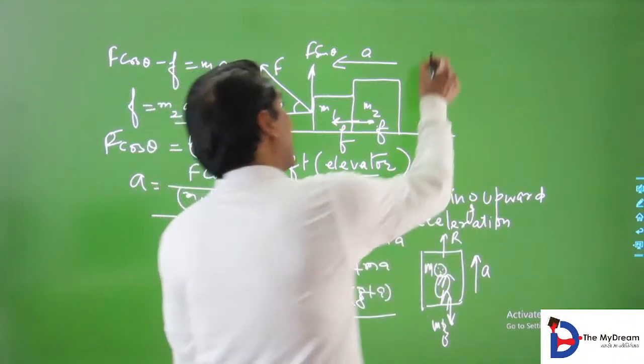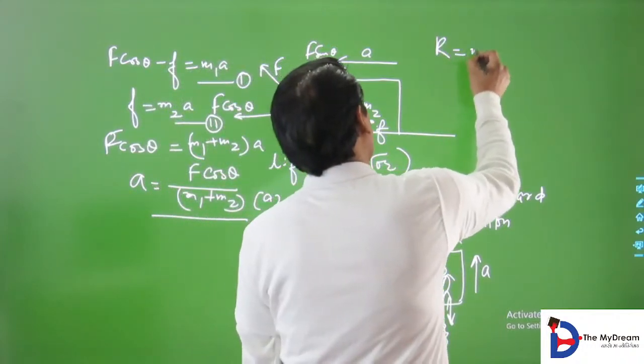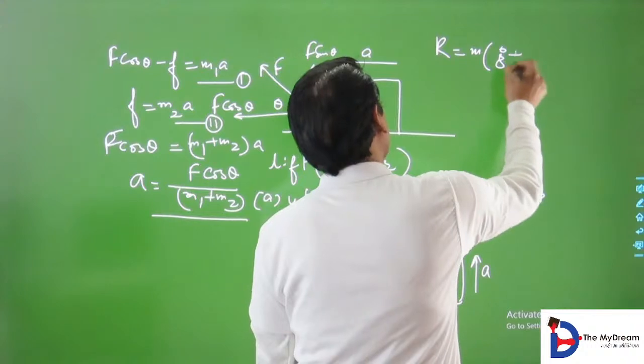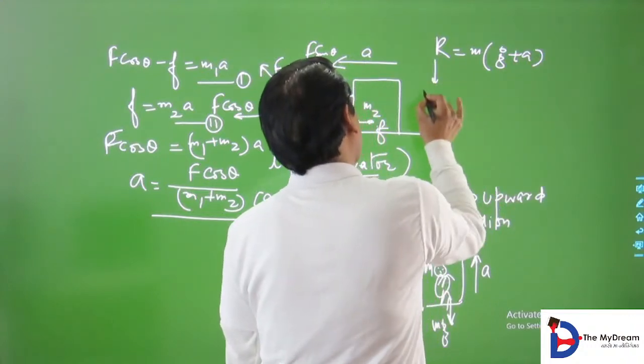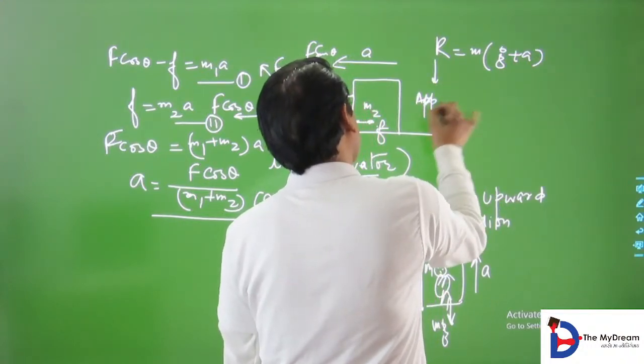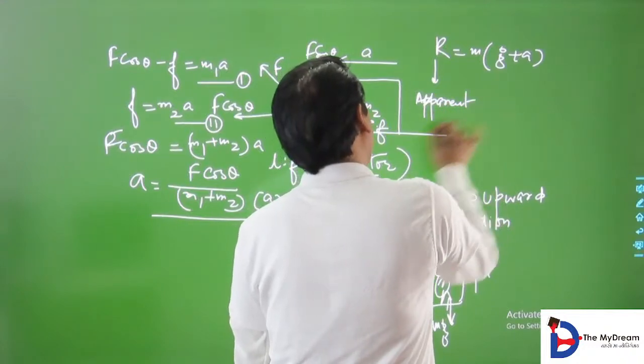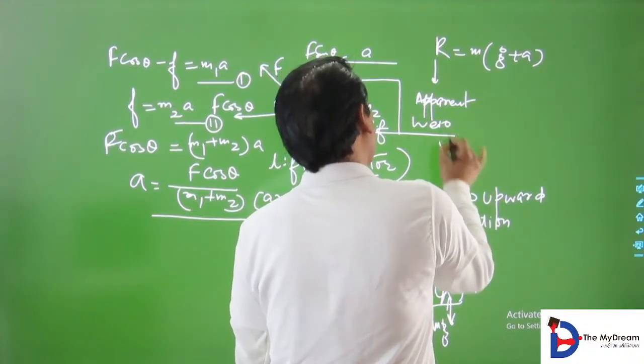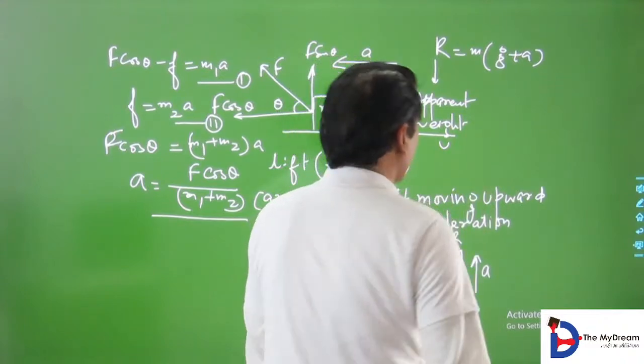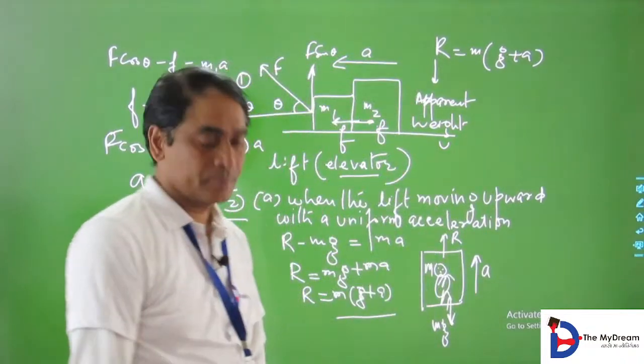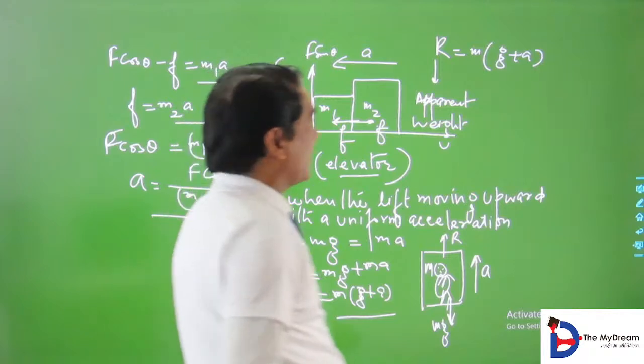Where capital R is M into (G plus A). Capital R is the apparent weight of that person who is in the lift.